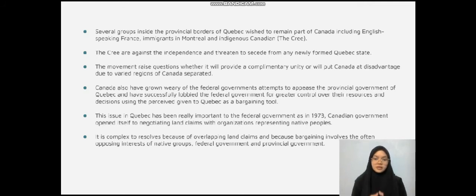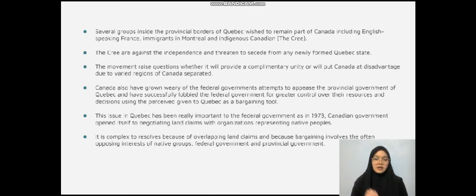Issues related to First Nations in all Canadian provinces and territories are important to the federal government, in addition to the situation in Quebec. In 1973, the Canadian government opened itself to negotiating land claims with organizations representing Native peoples. Until that date, little had been done in much of Canada to implement the treaties that had been negotiated with Native people in the 1800s. Now, several areas are identified for a degree of local governance.